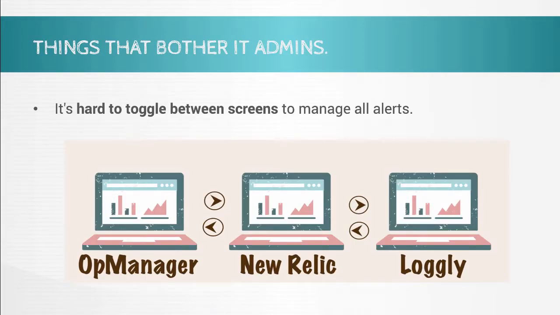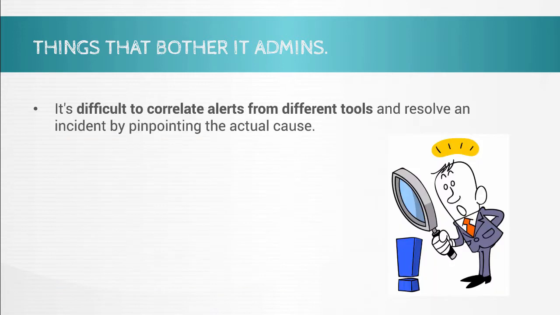There are certain things that bother IT admins when they use multiple tools to monitor their IT infrastructure. The first one is that it is hard to toggle between the screens to manage the alerts from these applications. For instance, if an IT admin uses OpManager, New Relic and Loggly to monitor and manage his IT, and if alerts from all these applications are triggered at the same time, he has to toggle between these applications and manage alerts from them. So it's hard to toggle between screens and effectively manage alerts at the same time.